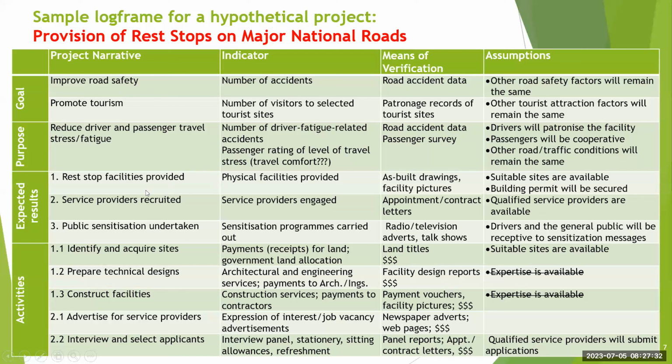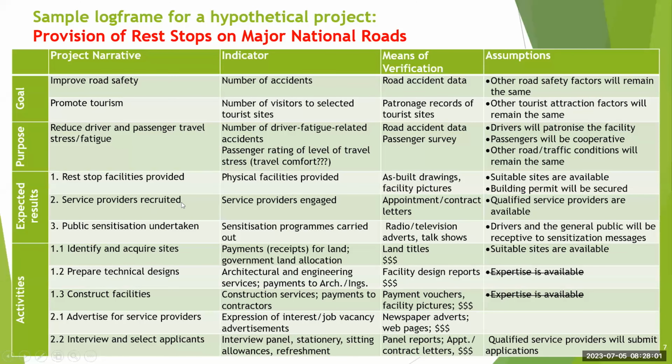For the project's expected results, when it comes to the provision of rest stop facilities, the indicator will be that the physical facilities have been provided. This could be verified by looking at as-built drawings or facility pictures. And that is if there are suitable sites available. So in terms of the assumptions, suitable sites are available, and then eventually we'll get a building permit to carry out the project.